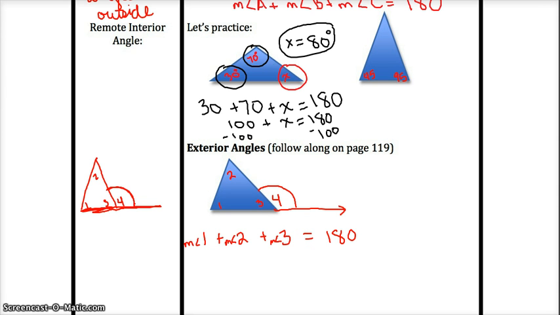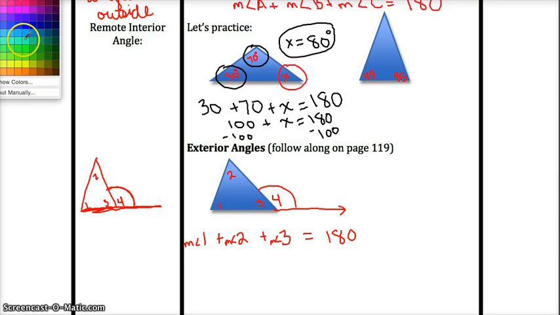And remember that the M with the angle in front of it just means the measure of angle 1 or the measure of angle 2. So all three of those angles are going to add to be 180. Then they want you to just specifically look at angle 3 and angle 4.